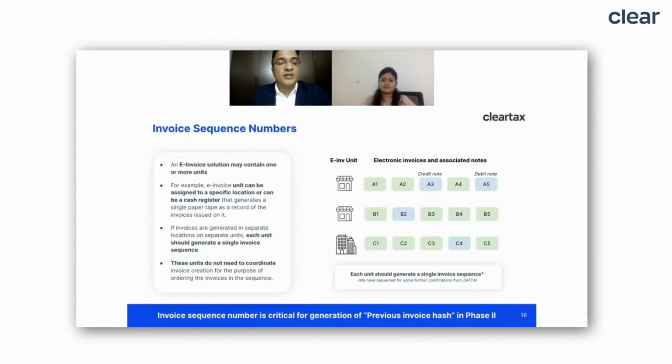The government wants that there should not be any requirement of coordination between multiple e-invoice solution units for the purpose of generation of invoices. Each e-invoice solution unit should provide a separate, unique sequence, so as to maintain the required provisions or guidelines of ZATCA. Even in phase 2, this invoice sequence number will be very, very critical for generating the previous invoice hash. Okay, next please.